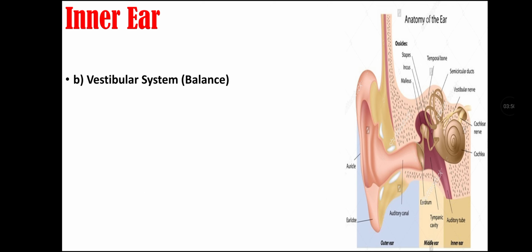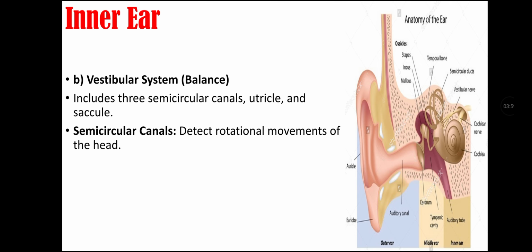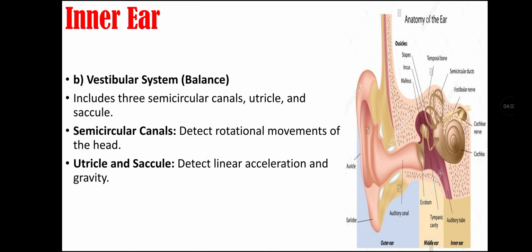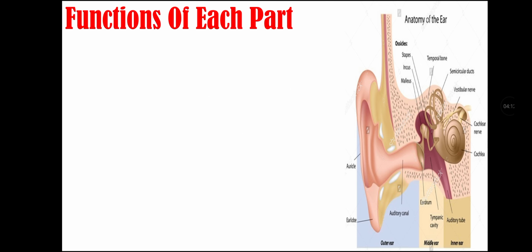Next part of inner ear is vestibular system that is for balance. It includes three semicircular canals, utricle and saccule. Semicircular canal detect rotational movements of the head. Utricle and saccule detect linear acceleration and gravity. Receptors in them send signals through the vestibular division of vestibulocochlear nerve.